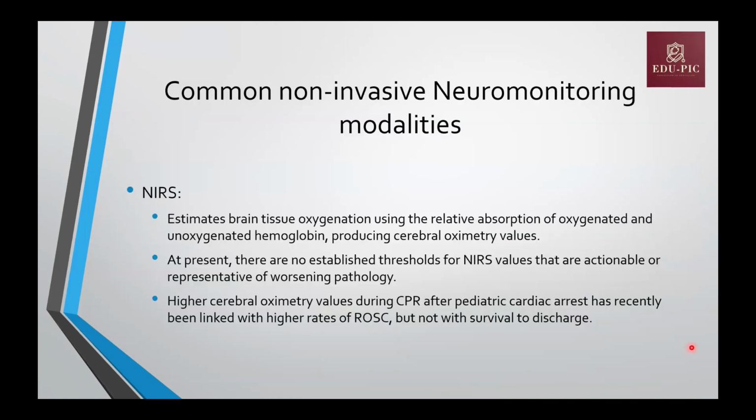The next one we're going to talk about, after we talked about EEG and CFM and all of that, is NIRS. We have another talk about NIRS on the channel, but it's in Arabic. NIRS estimates brain tissue oxygenation using the relative absorption of oxygenated and non-oxygenated hemoglobin to get cerebral oximetry values. Basically, it's like pulse oximetry or the SATS probe, but for your brain.